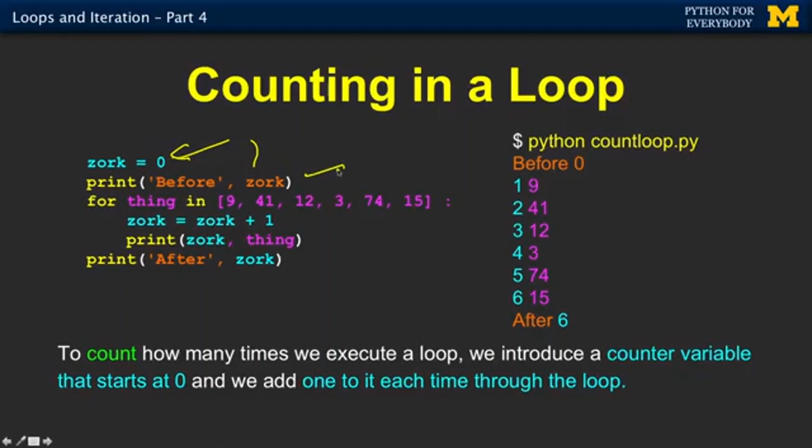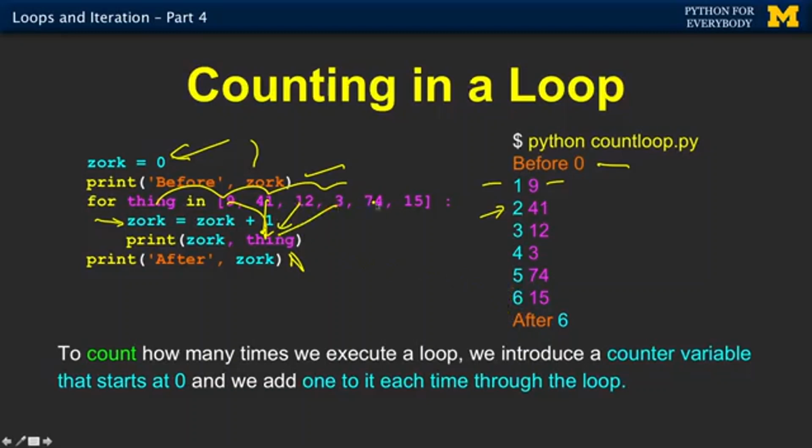So far, how many have we seen? Well, we've seen 0. And then thing is going to be 9, 41, 12. Thing is the iteration variable. Each time through the loop, we add 1 to zork. Increment is another word for this. Zork equals zork plus 1. We print out the thing we're looking at, and we print out the current value for zork. So the first time through, 9, that's the first thing we saw. 41, the second, and each time this goes up by 1.